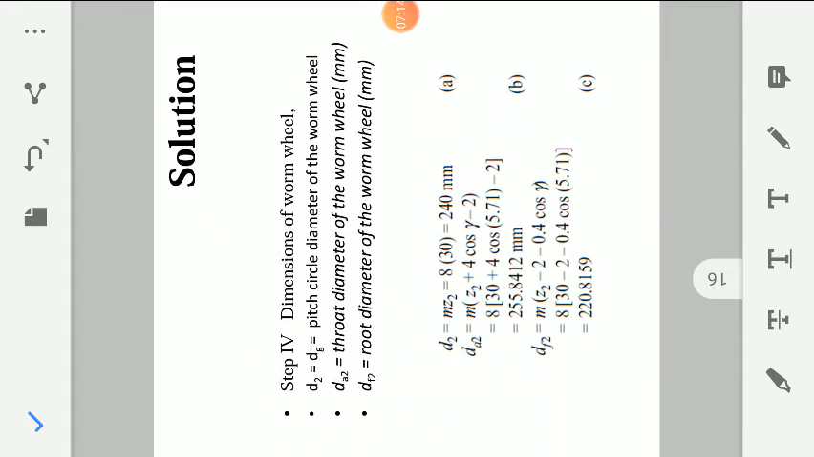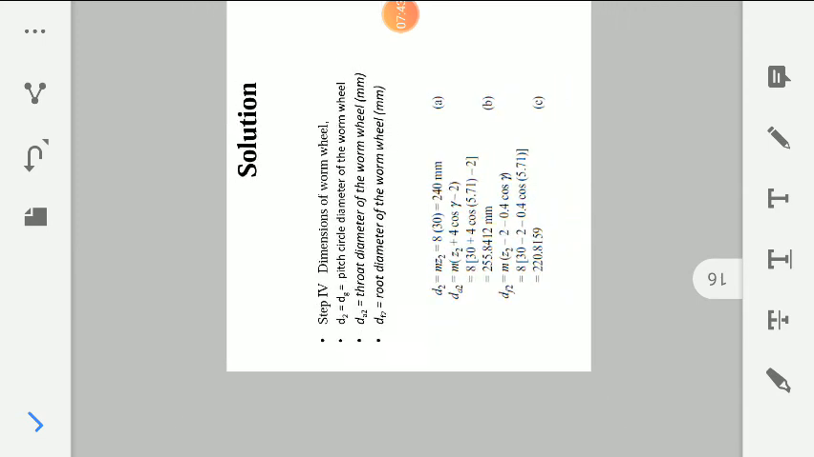Then to find out the dimensions of the worm wheel, we have to find out the pitch circle diameter of the worm wheel. So the pitch circle diameter of the worm wheel, D2, is equal to M into Z2. This equation we used in spur gears. So it becomes 240 mm. Then the addendum diameter of the worm wheel is M into (Z2 plus 4 cos of lead angle minus 2). It becomes 255. And then the dedendum diameter is M into (Z2 minus 2 minus 0.4 cos of lead angle). So this is 220.8159.